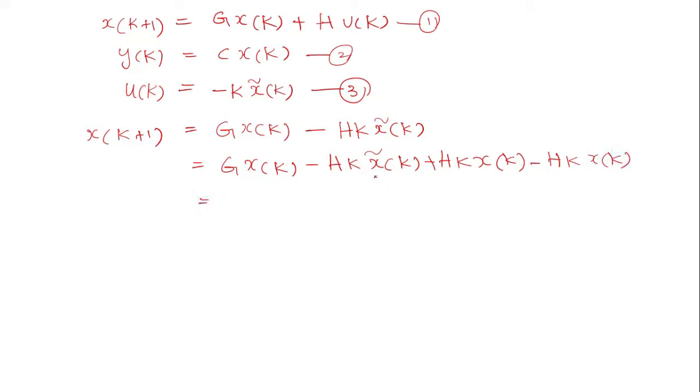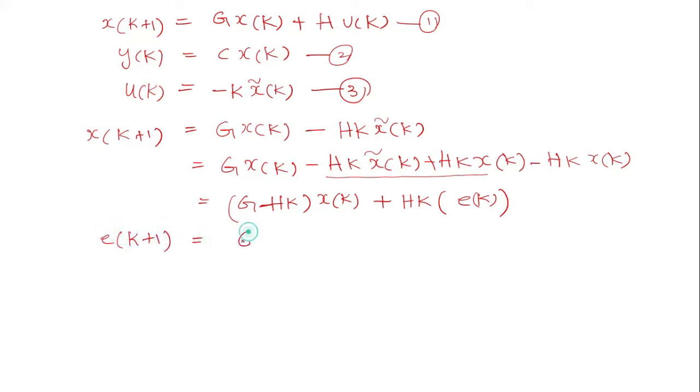Now what I'm going to do is group these two terms and group the other two terms. So it becomes G minus HK into x of k, since x of k is common for the remaining two terms, and then this is actually plus HK, and inside you have x of k minus x tilde of k, which is nothing but your error e of k. And the error dynamics equation is given by e of k plus 1 is equal to G minus KeC into e of k. So this was derived in the last video.